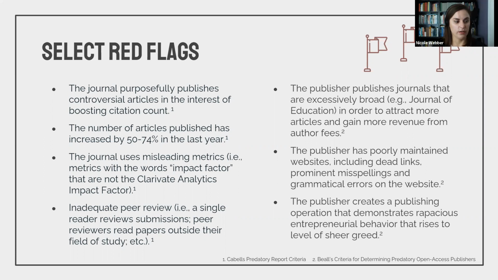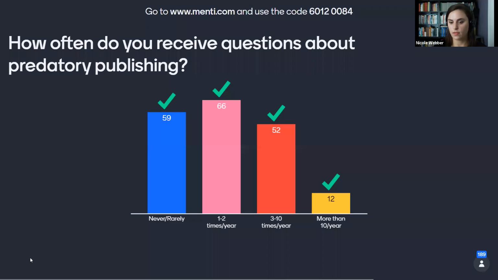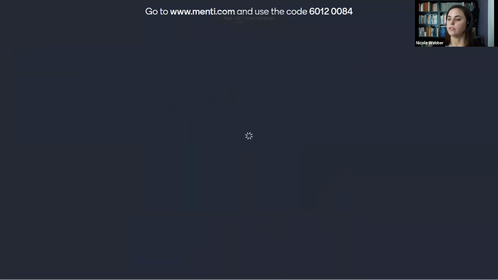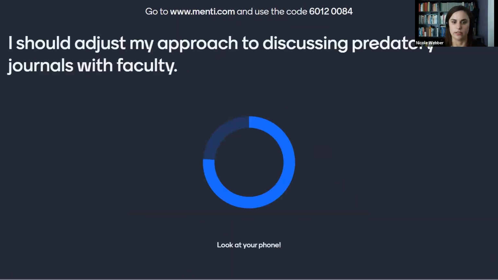So we have a final question in our Mentimeter. Let me get that pulled up. We're just wondering at this point if you feel like you need to adjust how you discuss predatory journals with your faculty. And this is a strongly disagree, agree, strongly agree option.